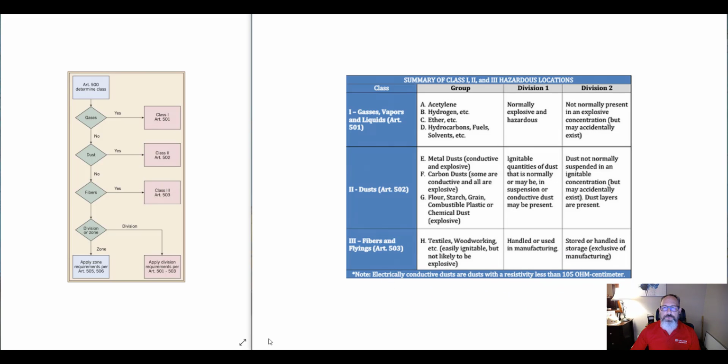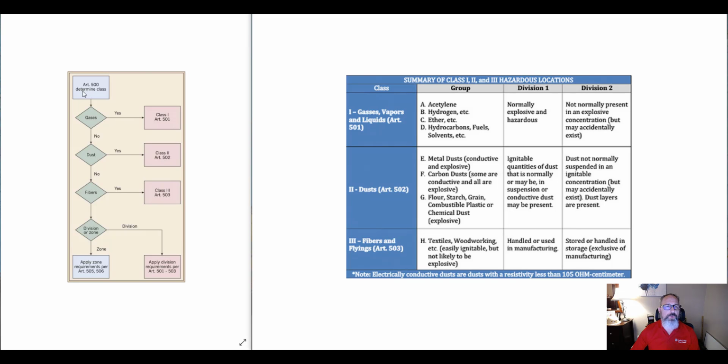So I've got two images up right now, and the first image over here on the side is a flow chart. And flow charts are used to help us make a decision, or they call them decision trees. Both of these are really handy. This one here and this one over here. Let's start with the one on the left first. The one on the left is helping us determine what article we need to look at for that location.